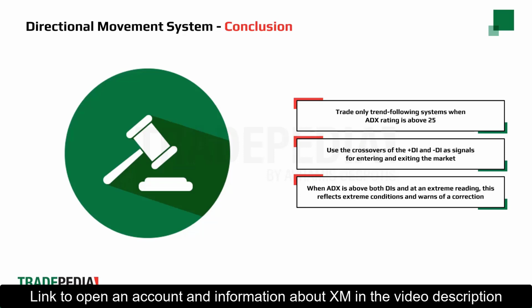When the ADX is below both DIs, avoid trend-following systems because little directional movement is indicated. When the ADX is below the 20 to 25 area, avoid trend-following systems, since little or no directional movement is indicated, regardless of the ADX position relative to the DIs.